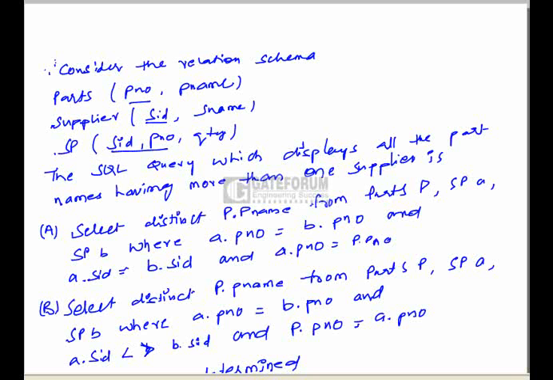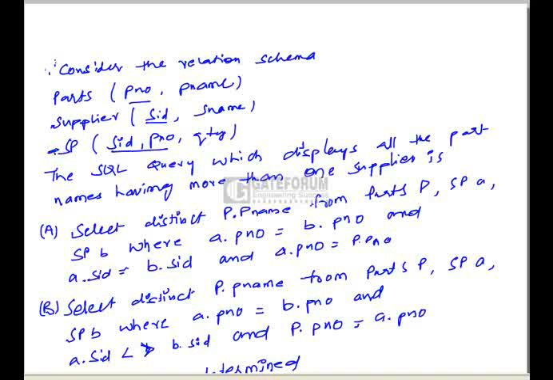In this question, three tables, parts, supplier and SP, supplier part, are given, and we have to find the SQL query which displays all the part names having more than one supplier. For the table parts, P number is the primary key, and for the table supplier, SID is the primary key, and for table SP, combination of SID and P number is the primary key.